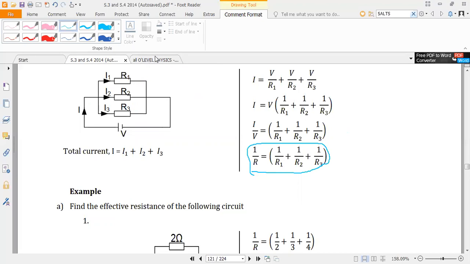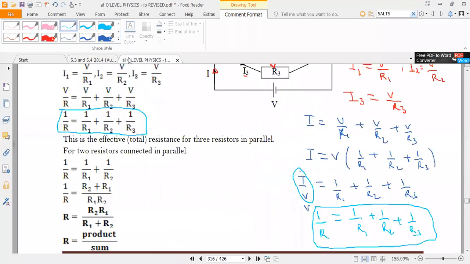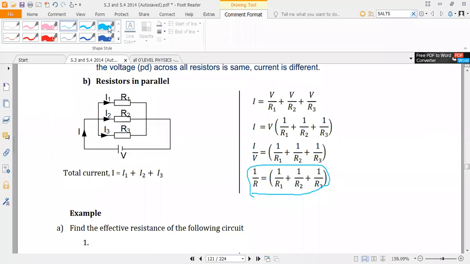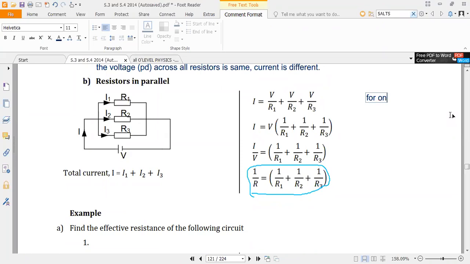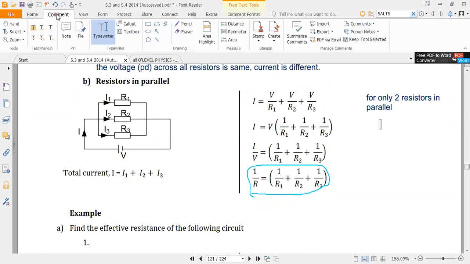So we have a case where, in the case of only two resistors in parallel, the equation changes a little bit, and this only works for two resistors. I repeat, this only works for two resistors which are arranged in parallel. So for more than two resistors in parallel, we use this equation.